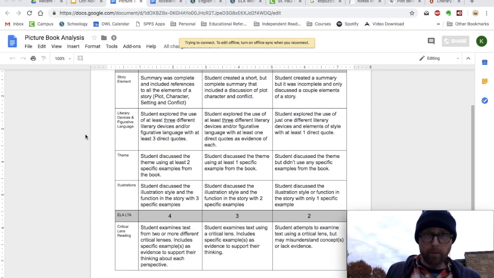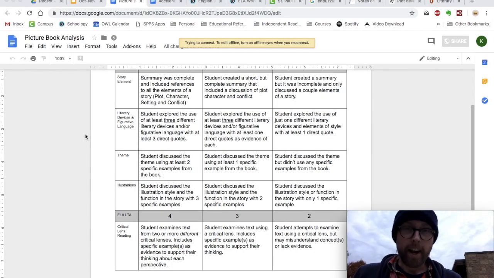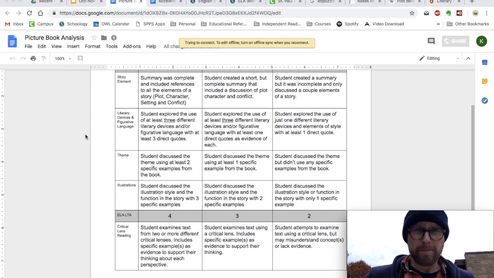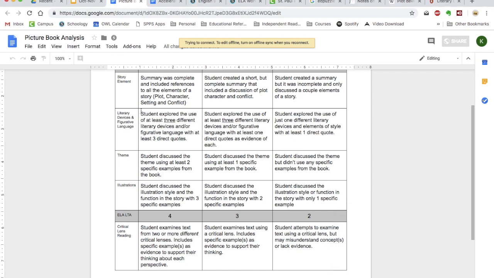Sorry for the abrupt change in scenery. I was rewatching the video and realized that I made a mistake on the rubric, so I'm just going back to cover this part here. Made a little change. So what previously said plot device and figurative language, I'm just going to change it to literary devices and figurative language because I think the language is a little bit more clear.